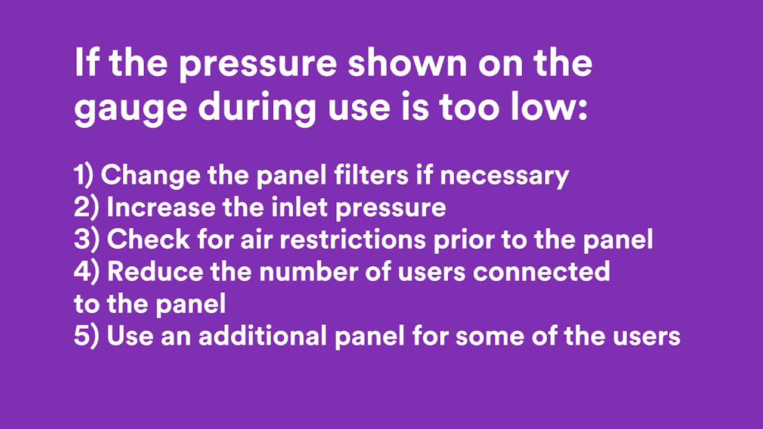If the pressure shown on the gauge during use is too low, consider the following. Change the panel filters if necessary. Increase the inlet pressure, but within the limits stated in the panel user instructions. Check for air restrictions prior to the panel, for example, inlet piping that's too small. Reduce the number of users connected to the panel, or use an additional panel for some of the users.